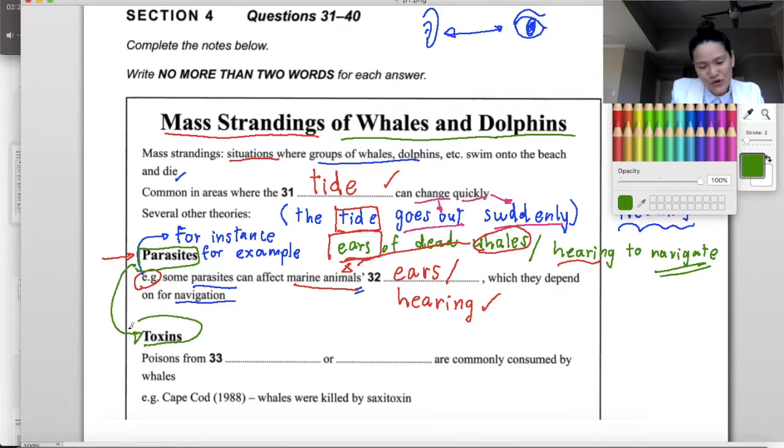Okay, do you hear that one? They said that another theory, ทฤษฎีอันหนึ่ง, relates to toxic. So that means it's come to number 33 already. Don't start at just 31. Okay, let's go.